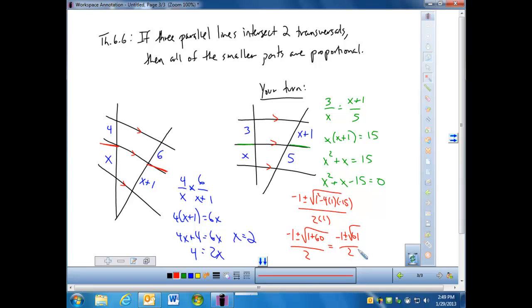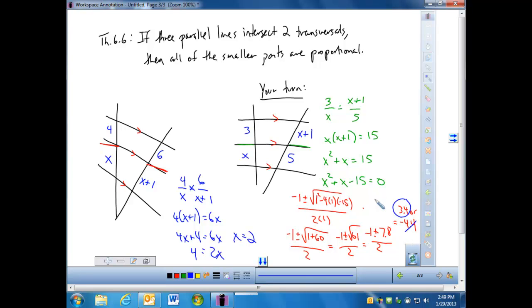Square root of 61 to 1 decimal place is right about 7.8 or so. Two solutions here. Negative 1 plus 7.8 divided by 2. It's going to be a positive 3.4. I'll correct that mistake here in a second. And then negative 1 minus 7.8 divided by 2 is a negative 4.4. Obviously can't have a negative length in this problem, which is what x would be, so we throw that out, and our one solution is 3.4.